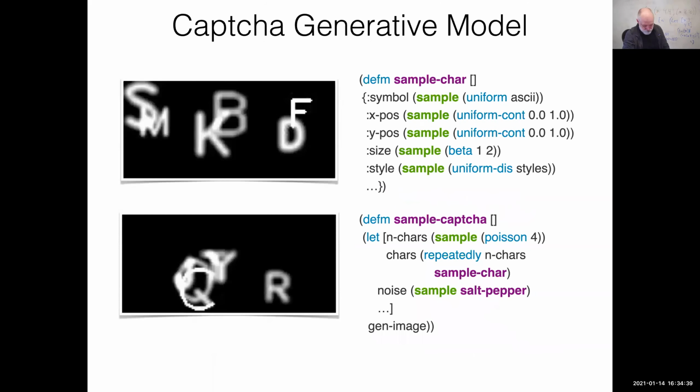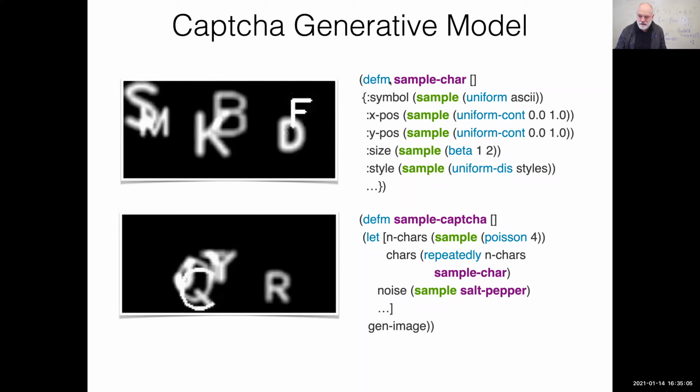So this is one of the canonical examples of probabilistic programming. And here is the Anglican program for doing something like this. We've done this in a bunch of different languages, and so on and so forth. It doesn't really matter. Here we have some procedure for sampling characters. There's a symbol, which is a sample from the uniform ASCII, a position, size, style. Then you sample a CAPTCHA by picking the number of characters. You repeatedly, for that number of characters, call this function sample char.